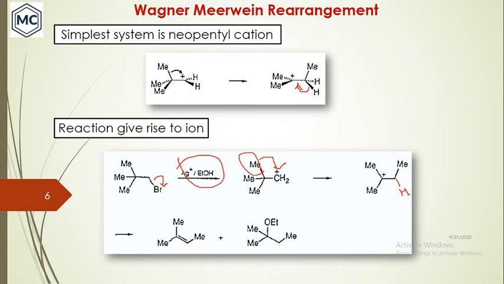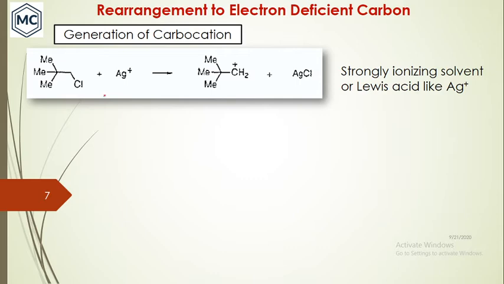With a weak base, we are using ethanol, so it can get substituted on this carbocation, and two types of products can be obtained. And this, we have already seen, generation of carbocation is possible by using strongly ionizing solvent or Lewis acid like silver.